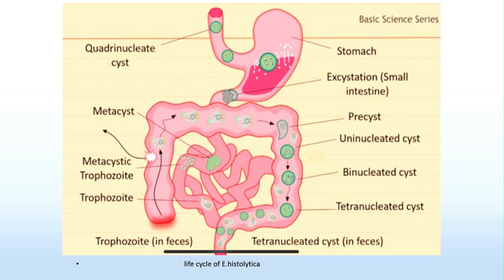This process, the transformation of a trophozoite to the cyst, is called encystation, and this process happens only in the large intestine. The process at first, when the cyst transforms to the trophozoite, is called excystation, and happens only in the small intestine. Finally, the cyst is excreted with the feces.